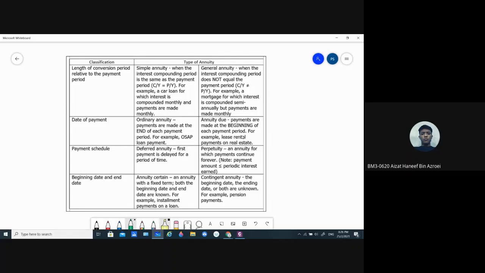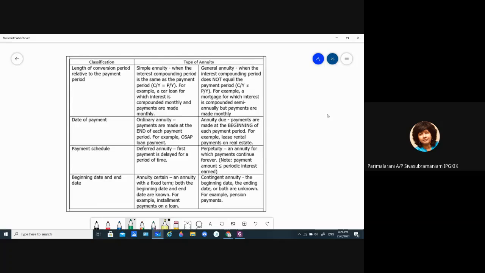Okay. Or if you want to save for something big and you don't have enough money now, so you put monthly, same purpose as the sinking fund. You put monthly and then at a later date, you get some amount of money. Okay, so that's an annuity. So let's look at types of annuity. Okay, there are many types of annuity.